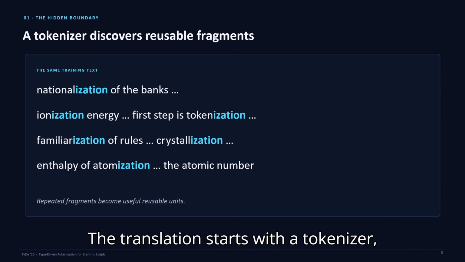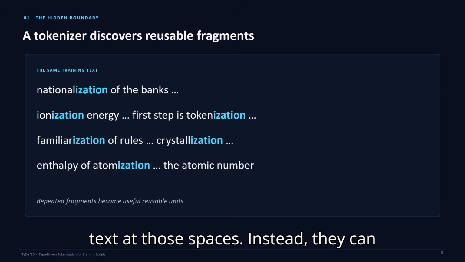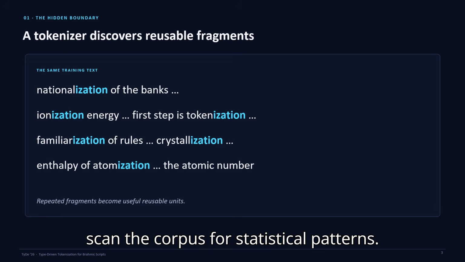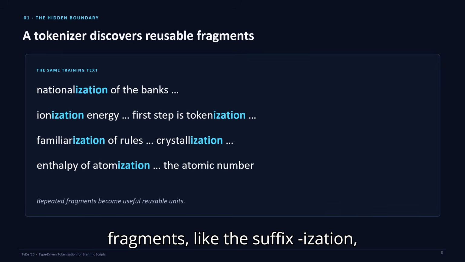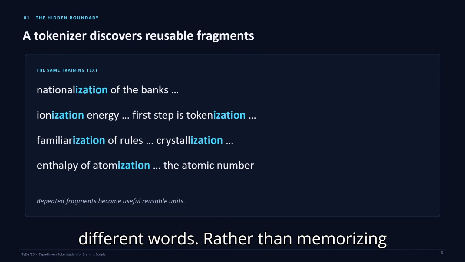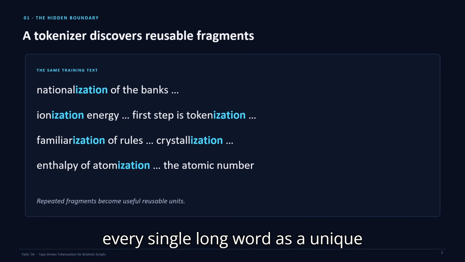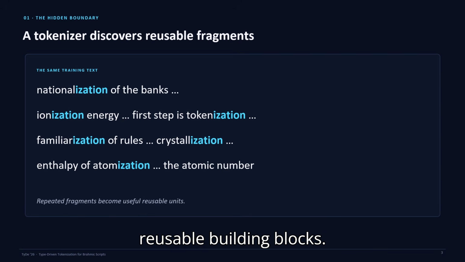The translation starts with a tokenizer. But modern tokenizers do not just split text at the spaces. Instead, they scan the corpus for statistical patterns. They quickly discover that certain fragments, like the suffix ization, appear constantly across entirely different words. Rather than memorizing every single long word as a unique entity, the tokenizer extracts these high frequency patterns, turning them into reusable building blocks.